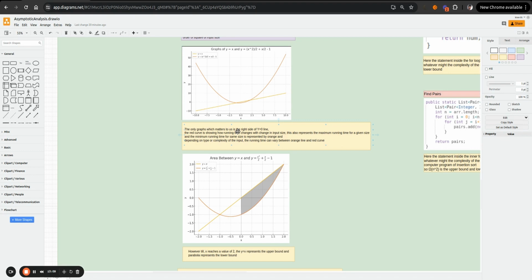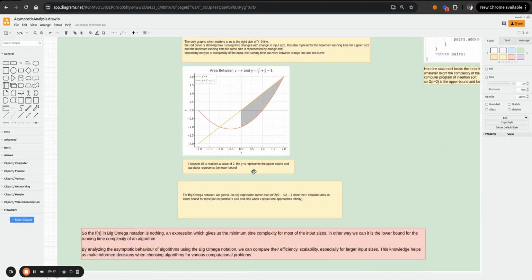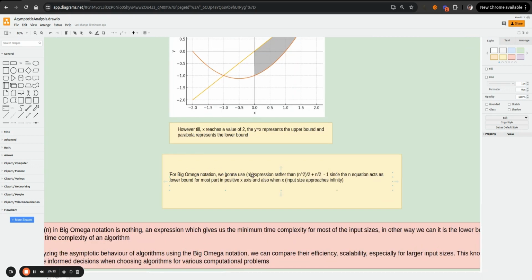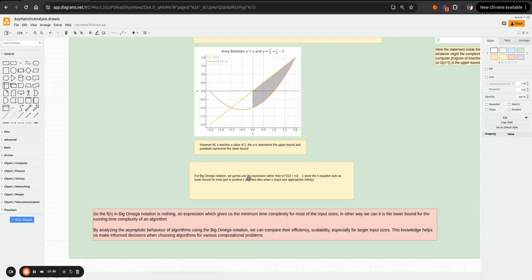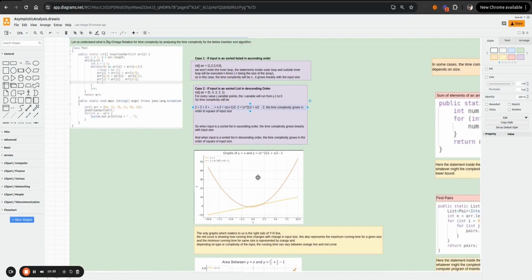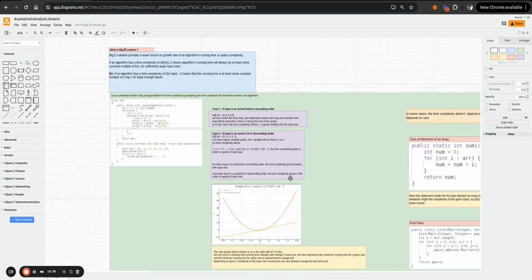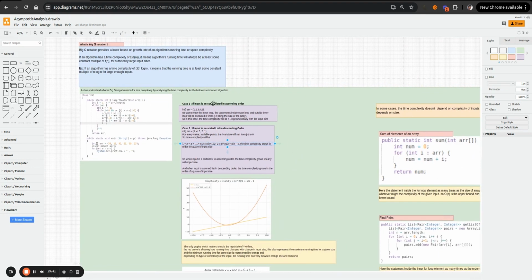So since we have said that big omega notation is all about the lower bound time complexity, we will be using this n as an expression in our big omega notation. So basically, because n square, this quadratic equation, acts as the upper bound and n acts as the lower bound. So this is what the lower bound and upper bound is all about. So we'll be using this lower bound for big omega notation. In this case, based on the type of input, the time complexity is different. We have a lower bound and we have an upper bound.